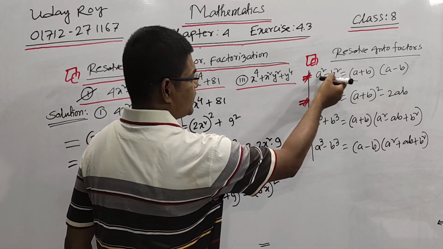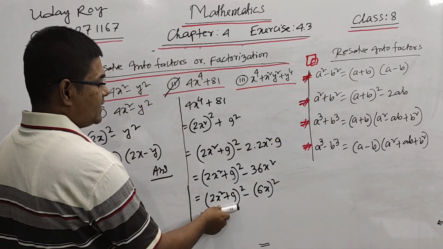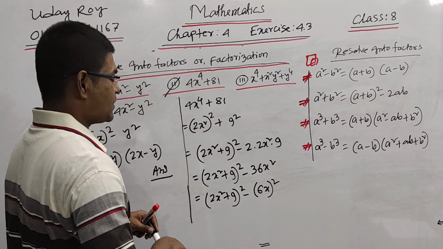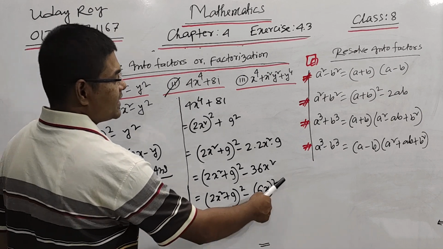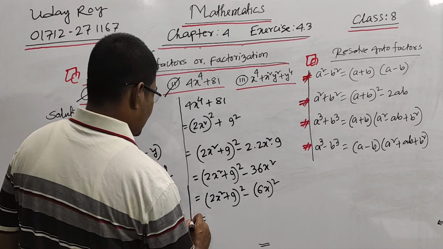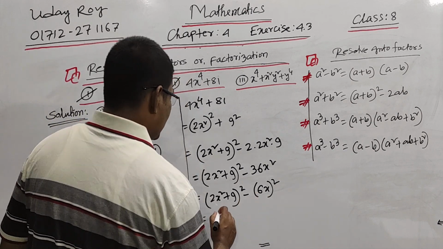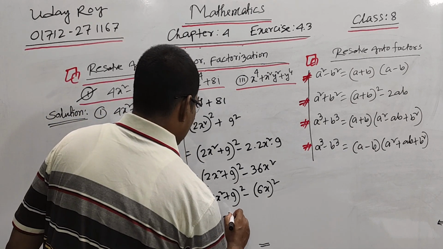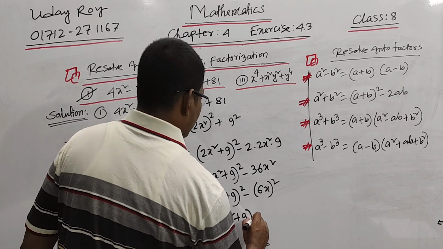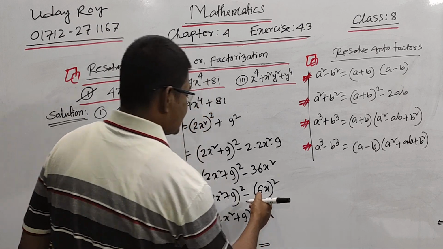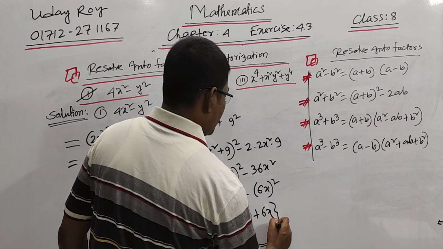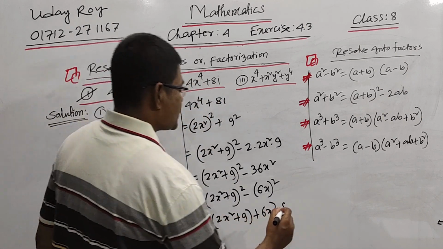So let's come back here. A square minus b square position we have got. This is a square, 2x square plus 9 whole square minus 6x whole square. A square minus b square equals a plus b into a minus b. Here is a, and this is b.